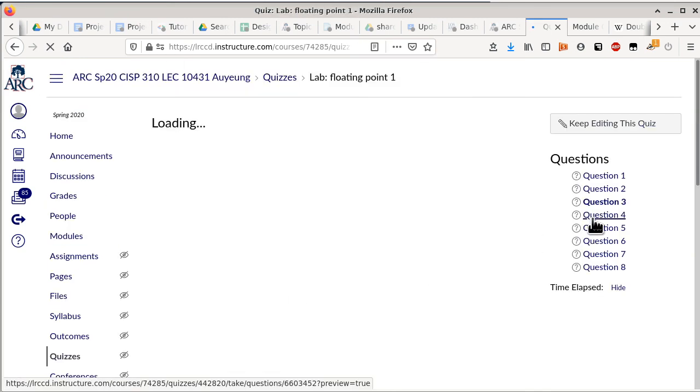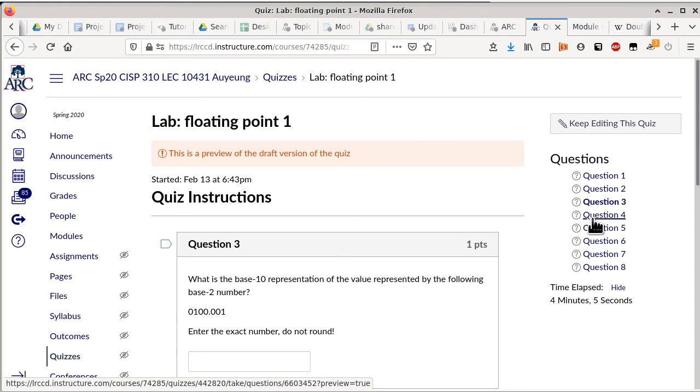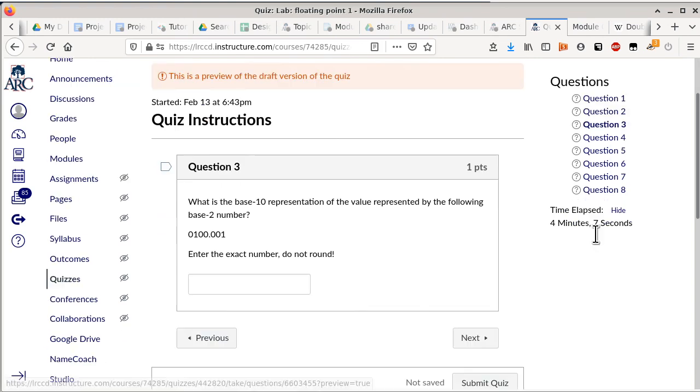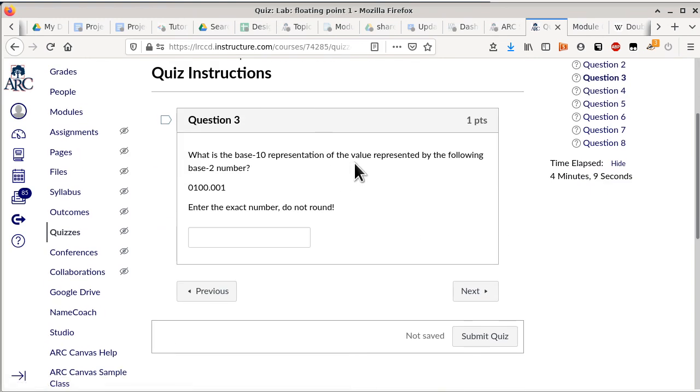Question number 3. I just want to make sure you know what the questions are asking. Question number 3 is, what is the base 10 representation of the value represented by the following base 2 number? The base 2 number is 0100.001. You just have to figure out what each digit is representing. Each digit represents a power of 2. Add up all the ones corresponding to a digit of 1, and then you have the answer.